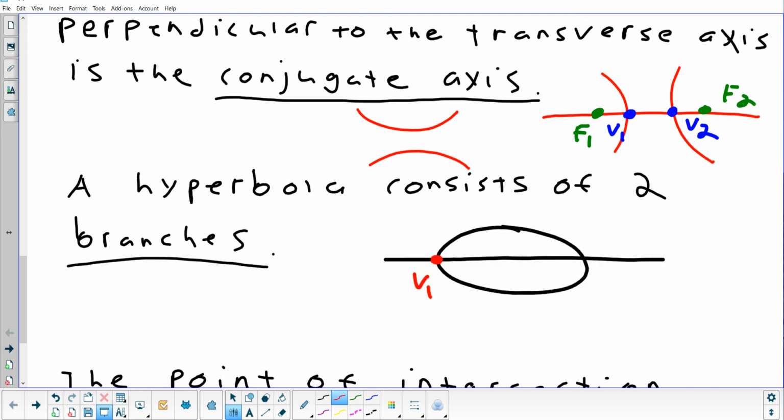Now, think of an ellipse. Here are your vertices. Where are the foci? Inside. So, big difference here. With a hyperbola, the foci are on the outside. With an ellipse, the vertices are on the outside. So it makes these two conic sections extremely similar in terms of the formula and everything we're going to do.